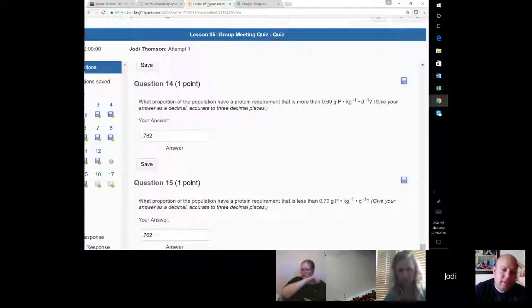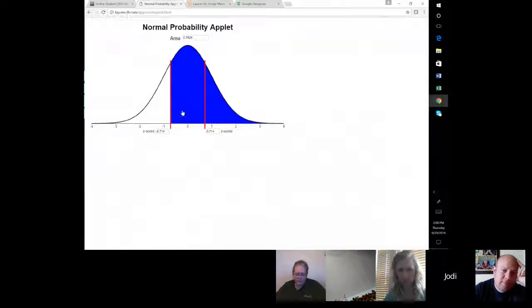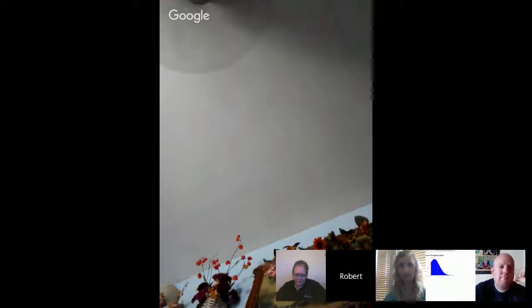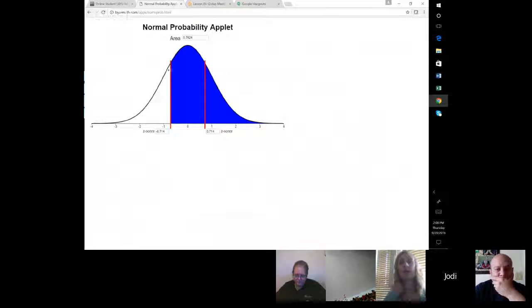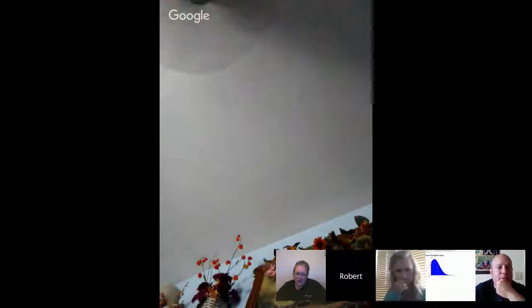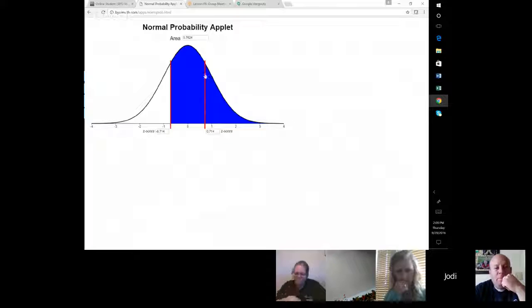Oh wait, it says more than. Yeah, so that's right, I think. Because the 0.6 will be at this area right here, at this point. Because it's below, it's got a negative z-score. The 0.6 does. Right. Okay, so that's what it is above it.